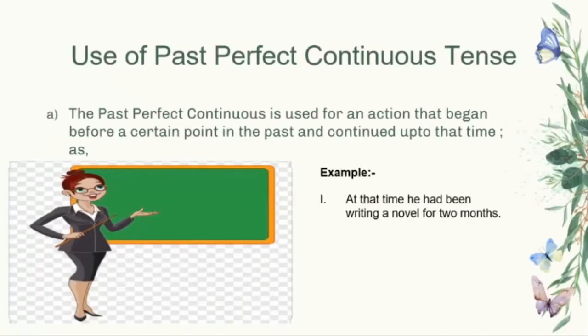Now, what is the use of the past perfect continuous tense? Children, it is used for an action that began before a certain point in the past and it is continuing up to that time. For example, at that time he had been writing a novel for 2 months. Some action which was continuous during the past. So it is past perfect continuous.